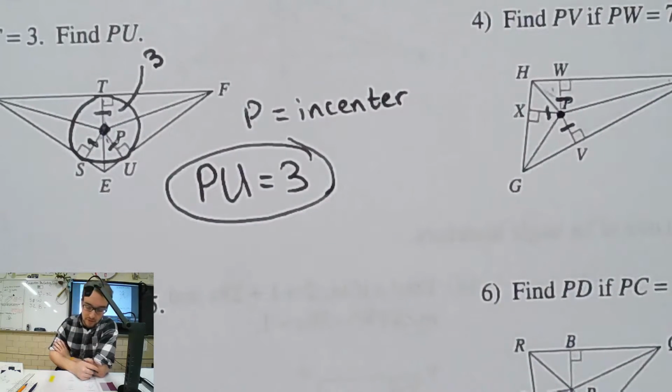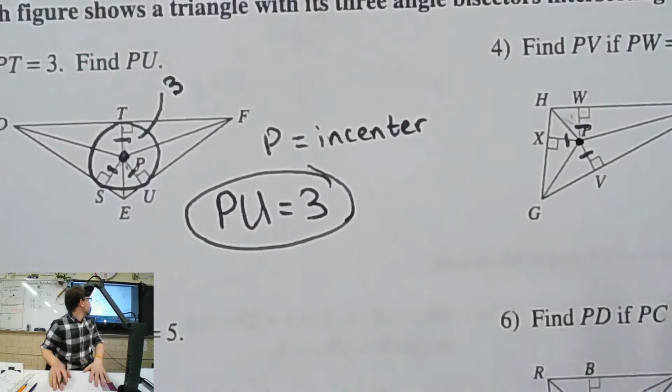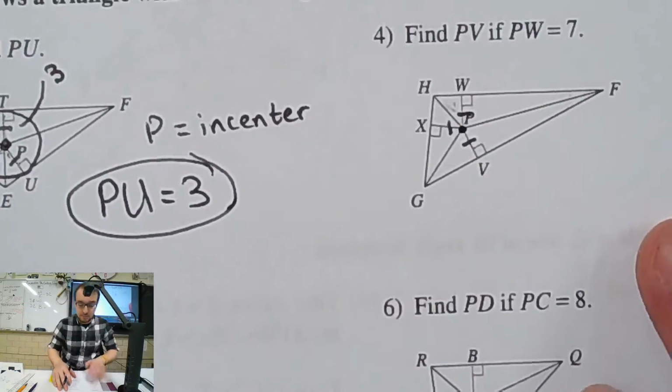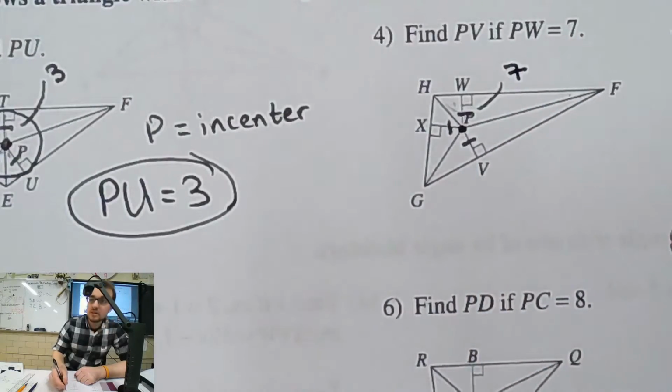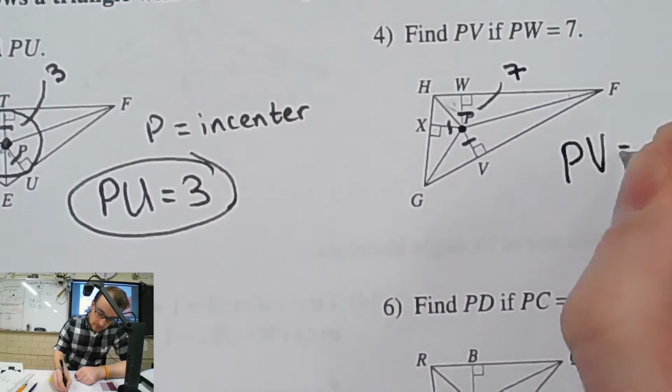So they want to know about PV. They said PW. Well, that's 7. So what's PV going to be? Also 7.